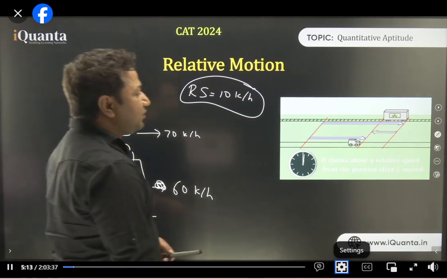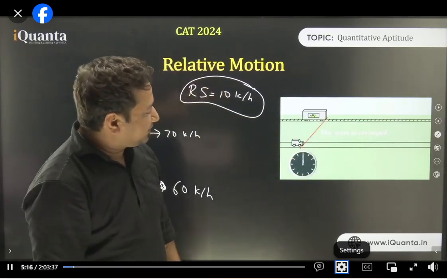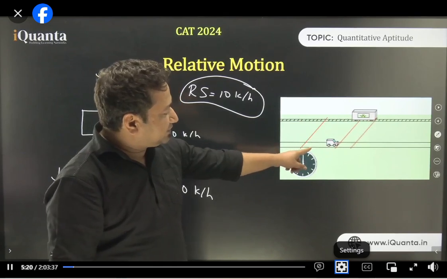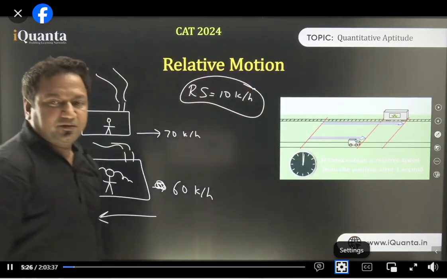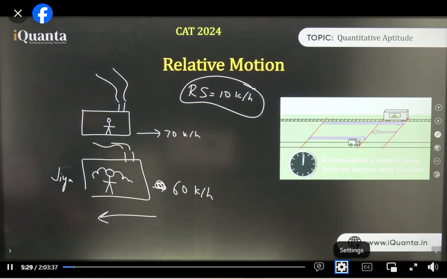Great. So this is a cool illustration. Just look at it and I think you can understand it. There's a train and there's a jeep. See, the jeep is moving at a slower speed. This is the relative speed of the train with respect to the jeep.